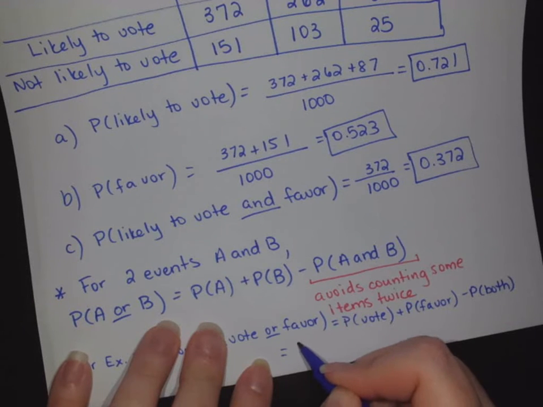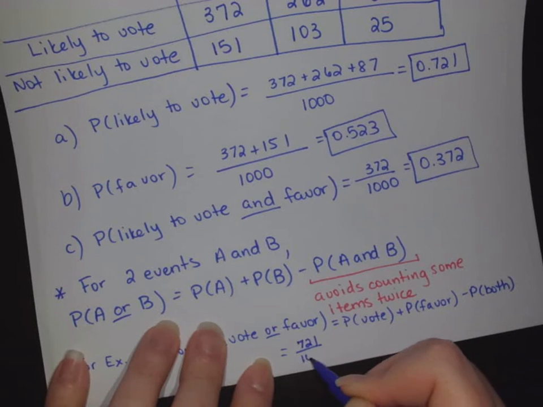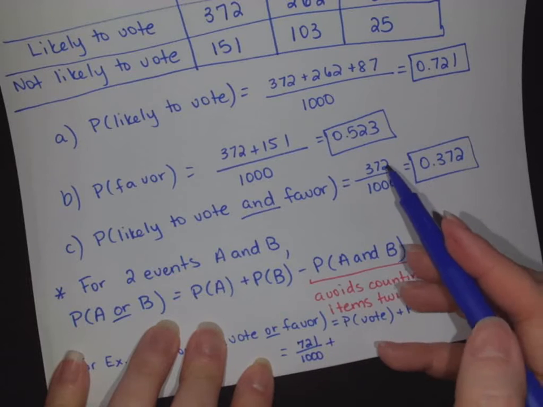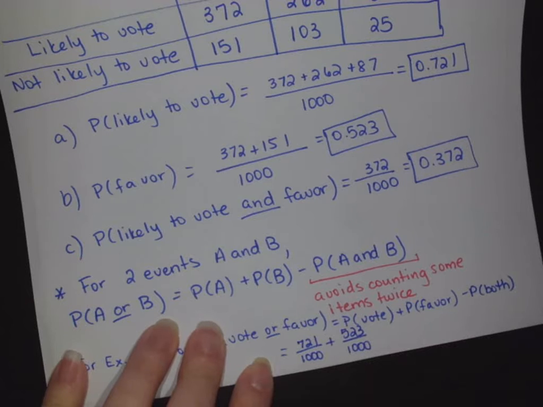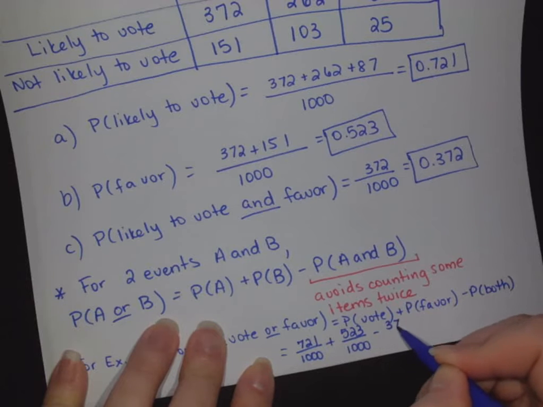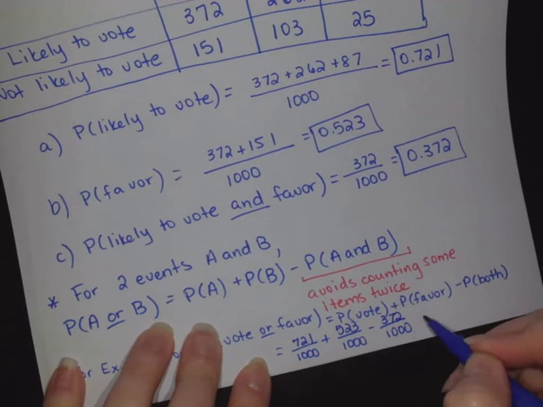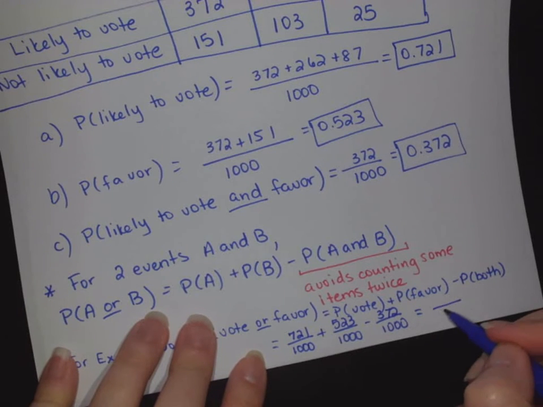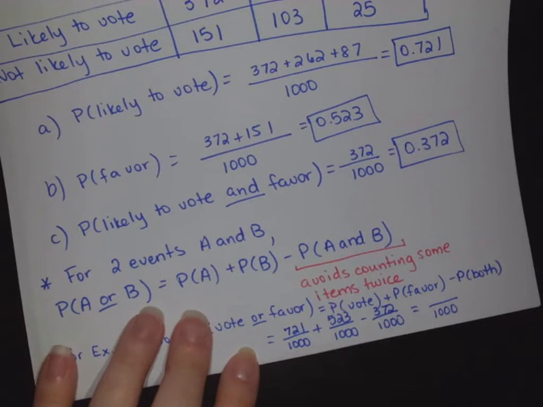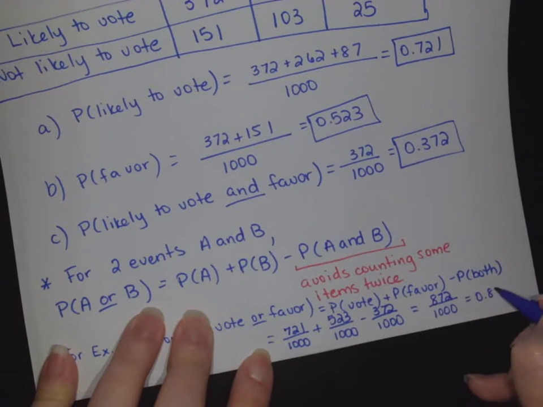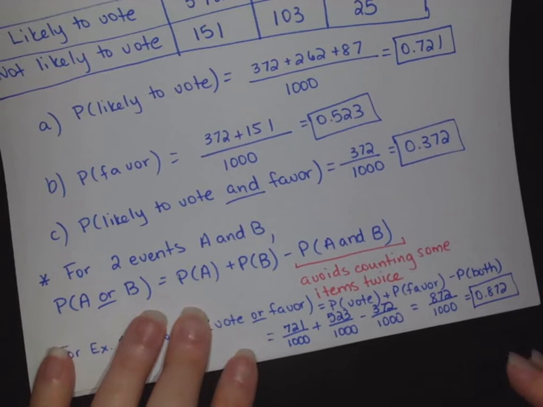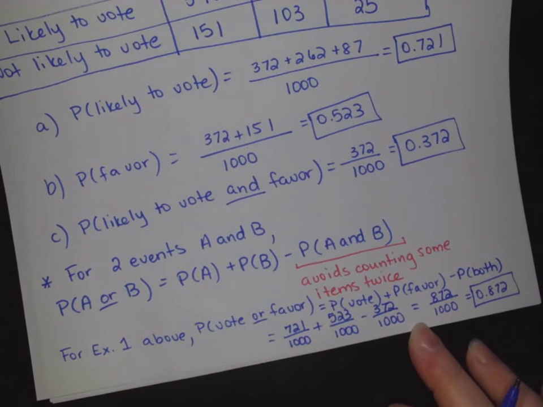So the probability that they voted, we already got 721 out of 1,000 there. Part B, the probability that they favored was 523 out of 1,000. Notice I'm using the fraction forms. We'll talk about that in a minute. But then I need to subtract off the probability that they're in both categories so that I don't count that group of people or those items twice. Notice when you add and subtract fractions, the denominator stays the same, so all you're really doing is adding and subtracting the numerators. If you do that, you'll get 872, which is 0.872, so 87.2% either plan to vote or favor the law or both.